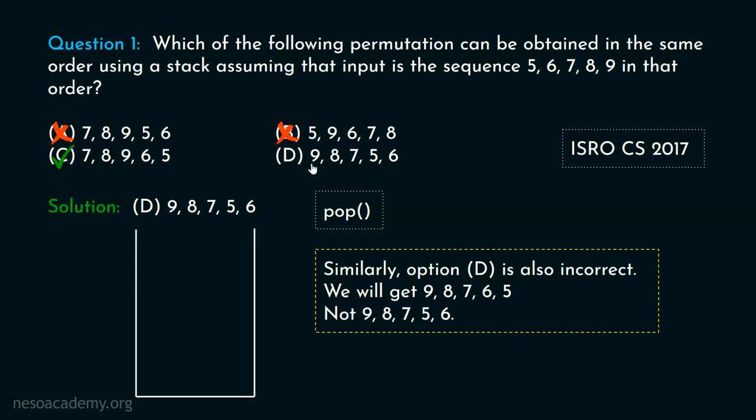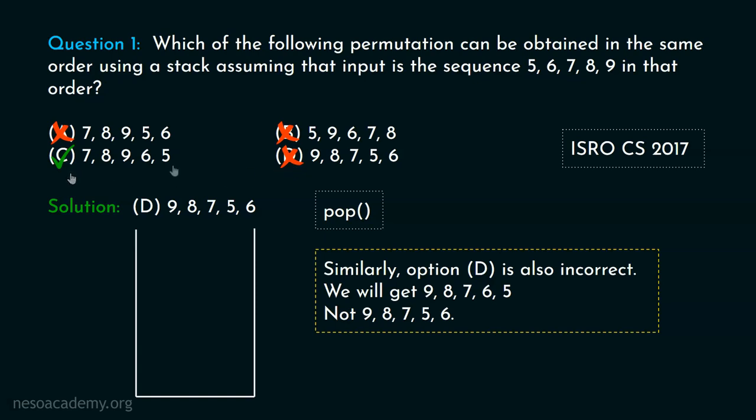The first element that we want is 9. So we have to insert all elements into the stack. Then after this, when we start popping the elements, we would be able to obtain 9, 8, 7, then 6, then 5, right? Because 5 is inserted before 6 onto the stack. It is clear from this fact that option D is also incorrect. Hence, we are sure about this that option C is the correct option.